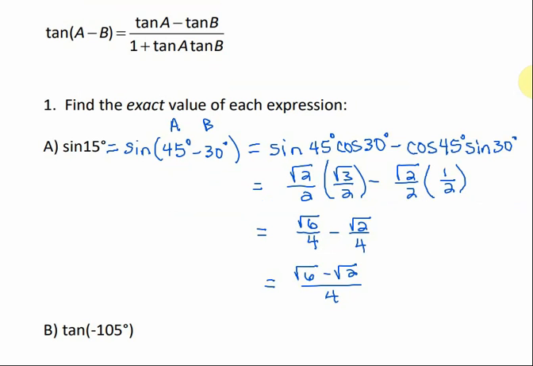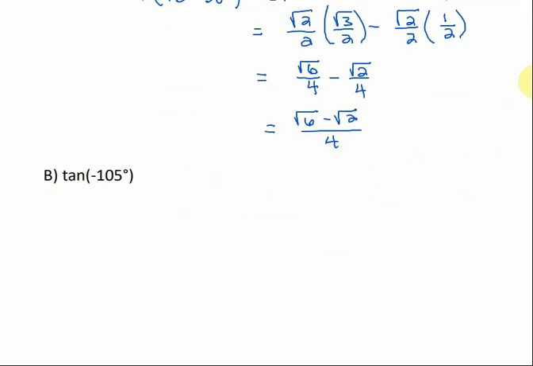All right, now for the tangent of negative 105. All right, so I am going to use these values. I'm going to say that negative 105 is the same thing as negative 60 plus negative 45. So I'm going to do a sum identity for tangent. The tangent of negative 60 degrees plus negative 45 degrees.